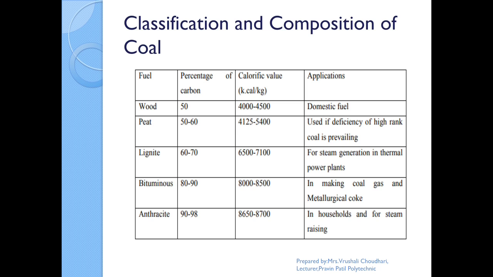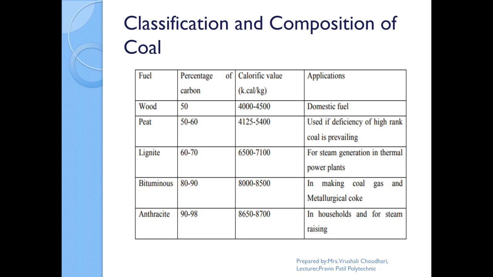Peat is converted after the wood. Percentage of carbon is 50 to 60. It is a brownish color mass. Calorific value is 4125 to 5400. It is used where high rank coal is prevailing.